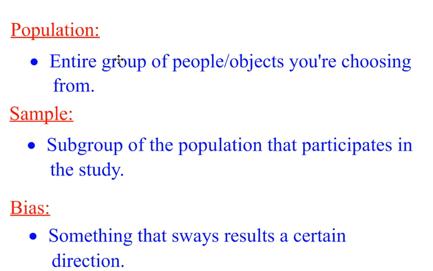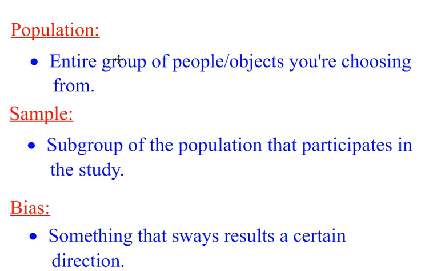So a population is the entire group of people or objects you're choosing from. So if I wanted to survey someone like the sophomores in our high school, my population would be all HHS sophomores. If I wanted to survey all students at our high school, then my population would be all HHS students.